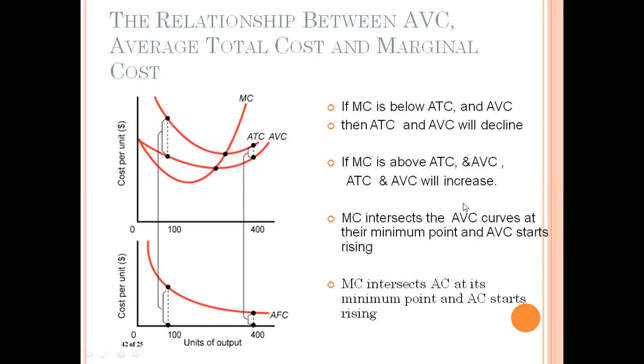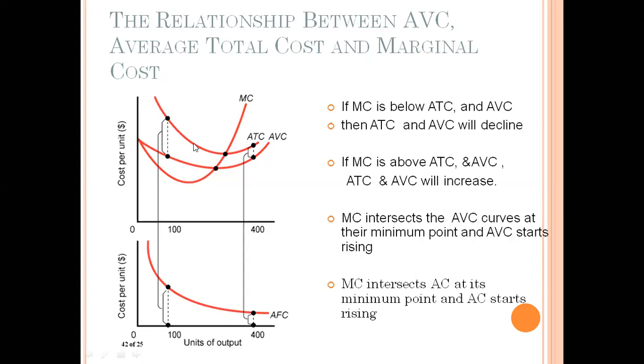देखो जब तीनों curves decline कर रही हैं, then what do we see when the three curves are declining? That AC is greater than AVC is greater than MC. We observe that. आप देखो AC सबसे ऊपर है, उसके नीचे AVC है, उसके नीचे MC है. Which means when all these three curves start falling, we observe that AC is more than AVC, then more than MC.